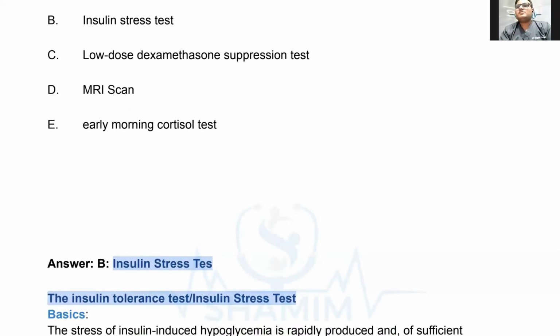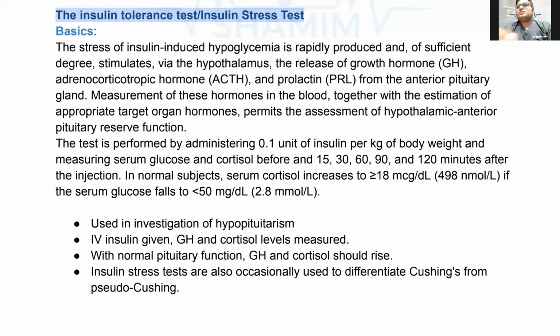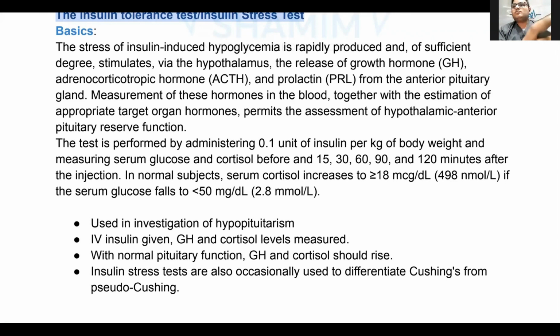So the answer is insulin stress test. Now we will study what the insulin stress test is. Actually, the insulin stress test is a test used to check the hypothalamic pituitary regulation, whether it is normal or not. First of all, we give insulin because insulin causes hypoglycemia, and hypoglycemia is a type of stress. When we give the insulin, it produces stress, and then stress hormones will be released.